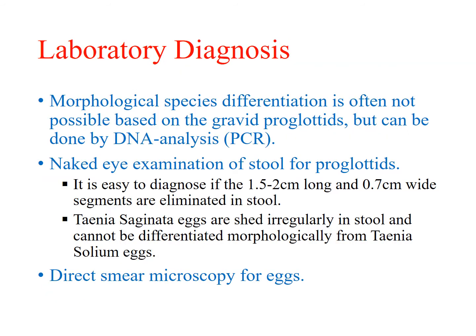So the laboratory diagnosis of Taenia saginata. Morphological species differentiation is often not possible based on the gravid proglottids, but can be done by DNA analysis, PCR, polymerase chain reaction. Naked eye examination of stool for proglottids. It is easy to diagnose if the 1.5 to 2 cm long, 0.7 cm wide segments are eliminated in stool. Taenia saginata eggs are shed irregularly in stool and cannot be differentiated morphologically from Taenia solium eggs. The third method we can use is direct smear microscopy for eggs.